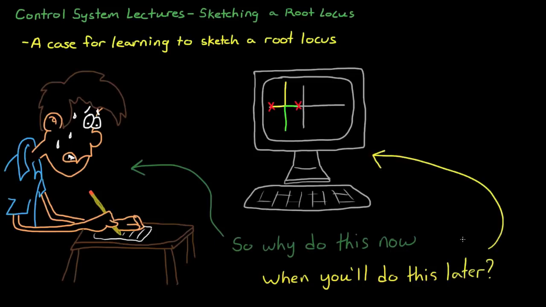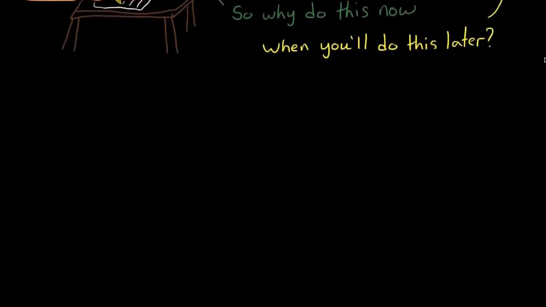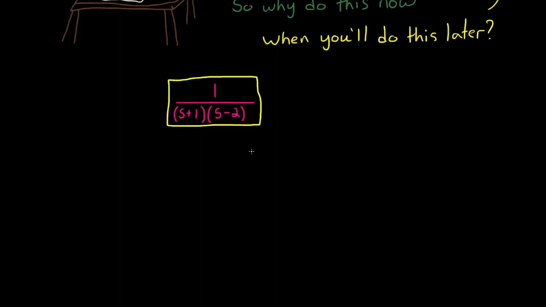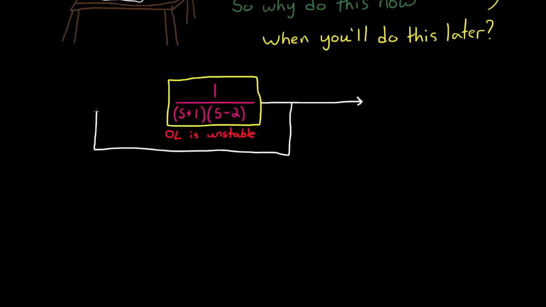Well, I think one of the strongest arguments for learning how to sketch a root locus plot by hand is this. Let's say that you're given this open loop transfer function, 1 over (s plus 1) times (s minus 2). It's quite clear from this transfer function that this system is unstable because there's a pole in the right half plane at s equals 2. So your job is to stabilize this system by wrapping a control system around it.